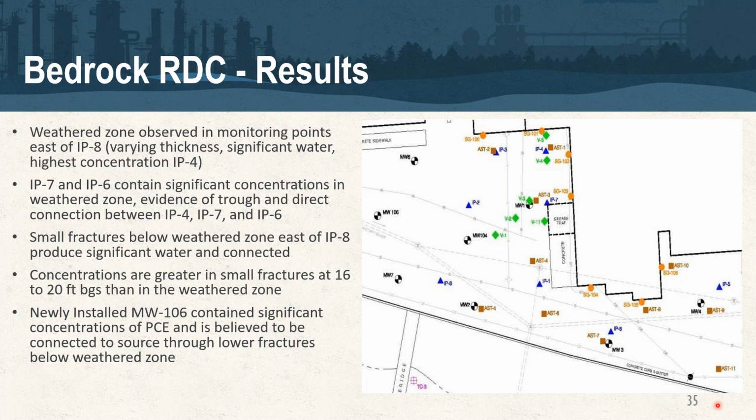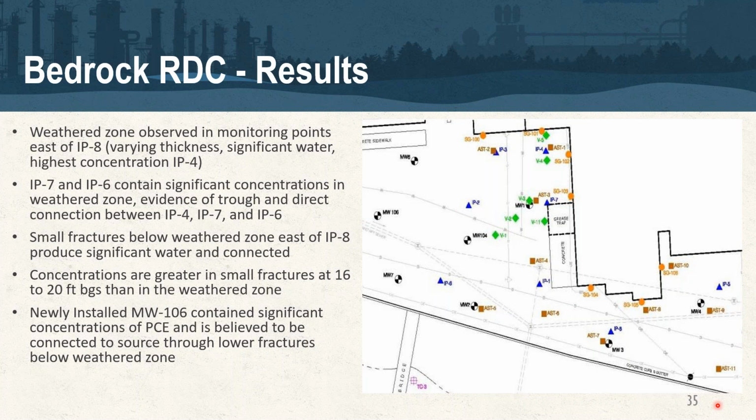Small fractures below the weathered zone east of 8 produce significant water. So once we get into that confined zone within the transition zone, there was a significant amount of yield from the groundwater within that system, and concentrations were greater within those fractures between 16 and 20 feet below ground surface than they were in the weathered zone itself.